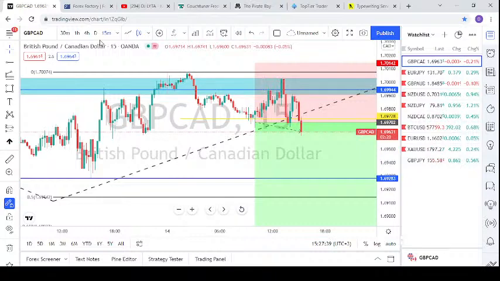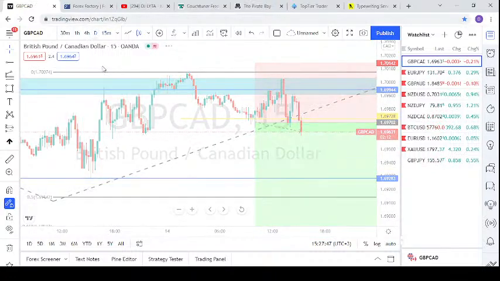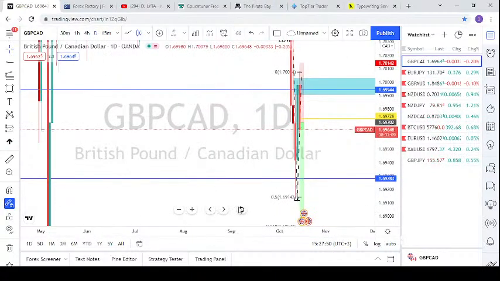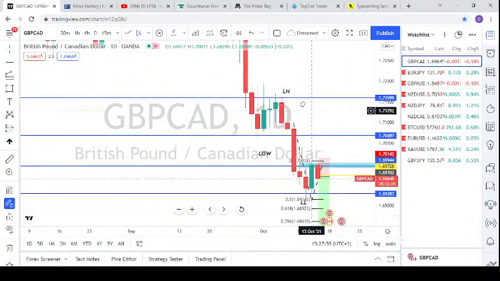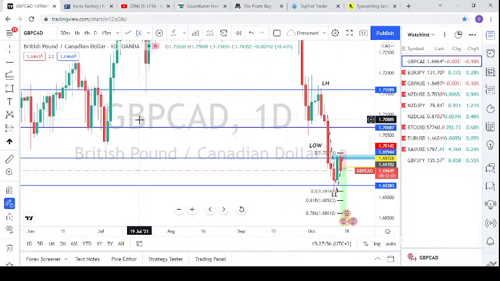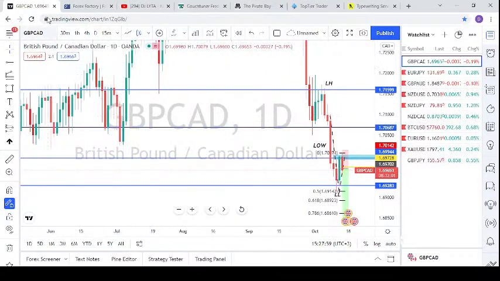But either way, we're looking at GBP CAD. We're seeing more bearish momentum. Let's hope that it continues to go down. Maybe on the daily time frame we can just have a look and see the kind of price action we are having. Okay, not bad price action. Not bad, not bad.